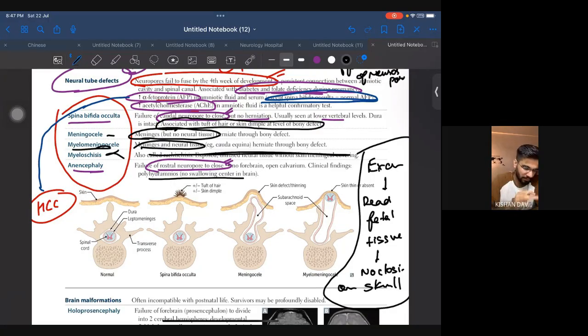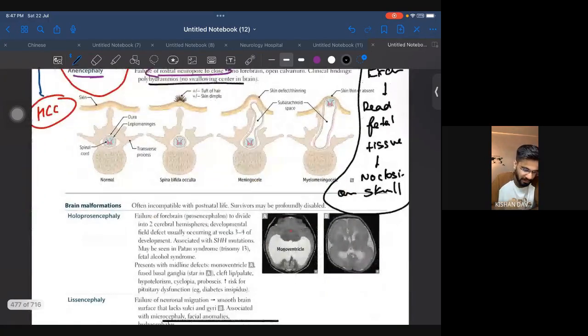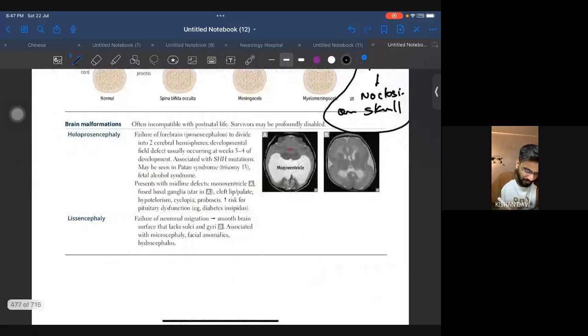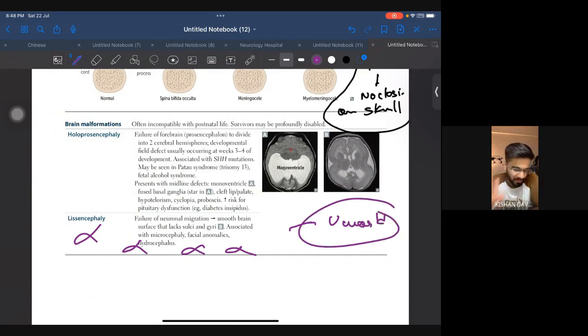Okay, so I think this is clear. Neural tube defect is clear. Remember AFP, it is one of the most important tumor markers in hepatocellular carcinoma. Now, brain malformation. Lissencephaly, never asked. One question was there, I think, but apart from that I haven't seen it anywhere. Holoprosencephaly is most commonly asked, so let's discuss this.